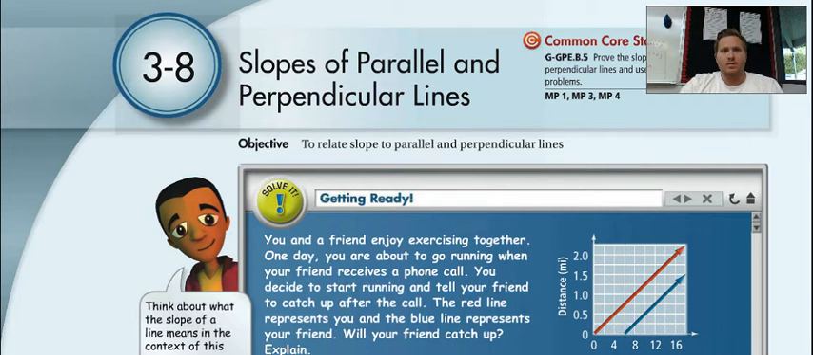Alright, welcome. So this is 3.8, slopes of parallel and perpendicular lines. Our objective is to relate slope to parallel and perpendicular lines. In 3.7 we talked about how to graph certain lines. Now we're going to have two lines and tell whether they are parallel, meaning that they never touch, or if they are perpendicular, meaning that they make 90 degrees. Make sure you have that at the top.